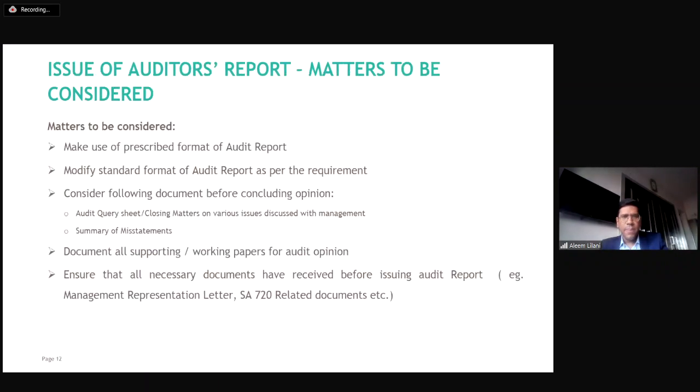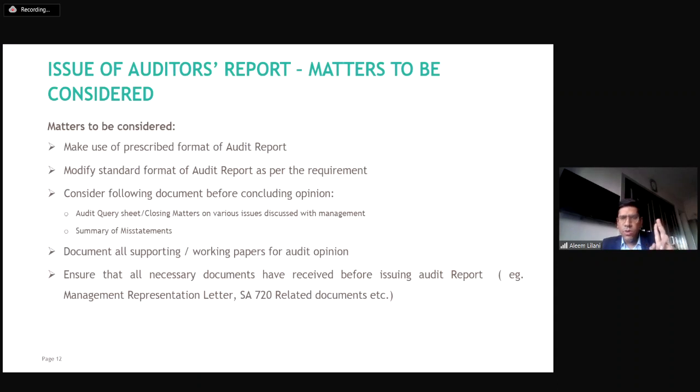Let's move ahead. So I've covered the major part of what I wanted to explain. Quick recap: how should you issue your auditor's report? What should you consider? 1, make use of the prescribed format of the audit report. 2, you modify the standard format as per your requirements, very factually.